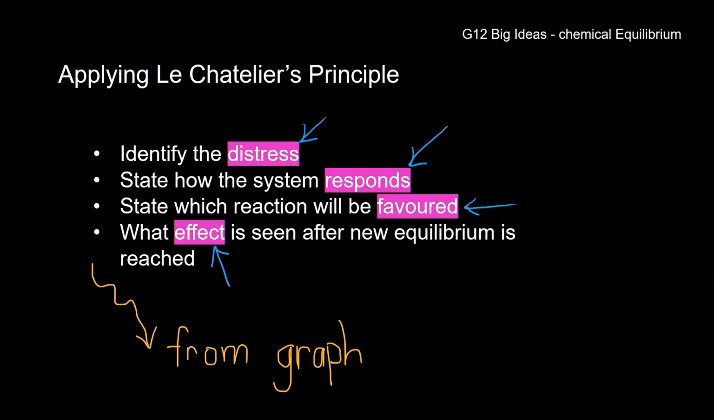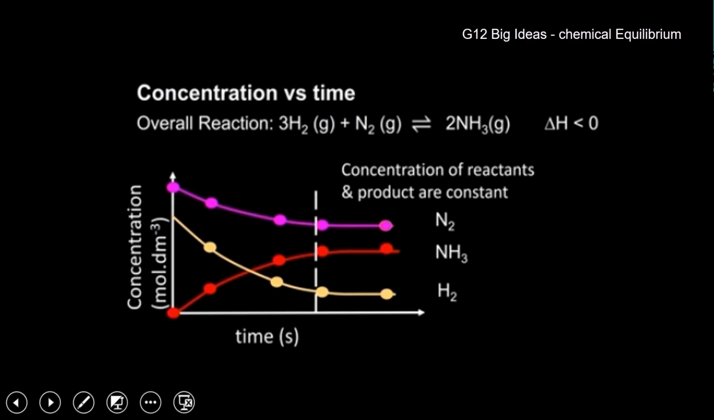The second way we can be asked Le Chatelier is by looking at the graph. So there's two graphs, the rate versus time graph and the concentration versus time graph, and we can see a disturbance in those graphs, and we'll need to be able to interpret them and then write in words what is happening in that particular reaction. So let's have a look at this concentration versus time.